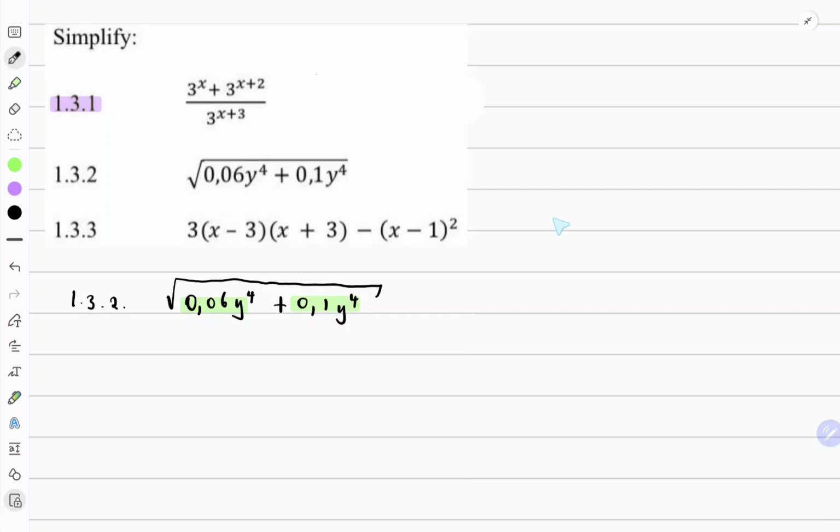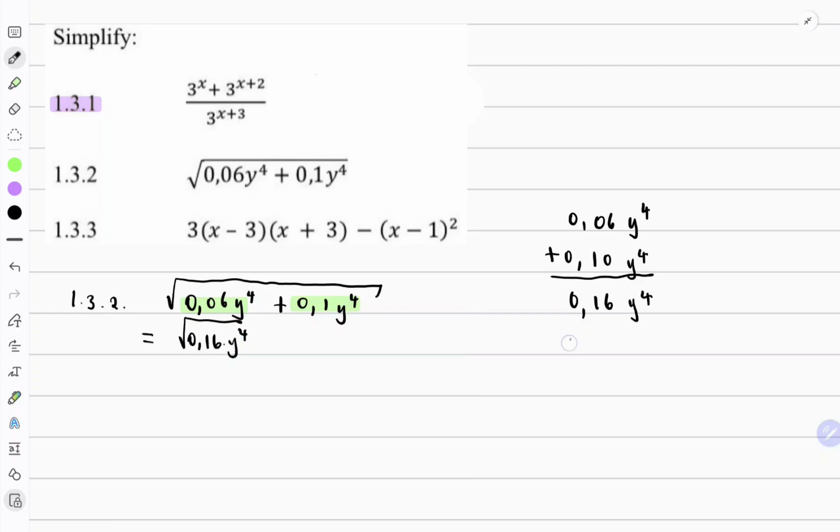So you can just do it on the side: 0,06 y to the power of 4 plus 0,10 y to the power of 4. So you can just add this up. This will give you 0,16 y to the power of 4. So this whole thing can be reduced to 0,16 y to the power of 4. So we can write this as the square root of 0,16 times y to the power of 4.